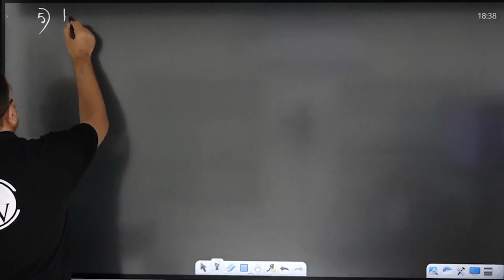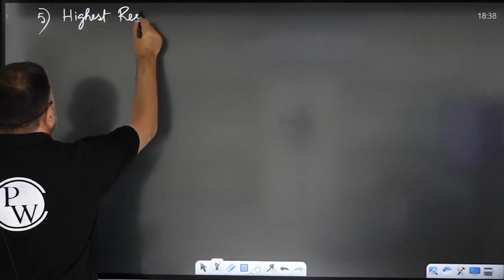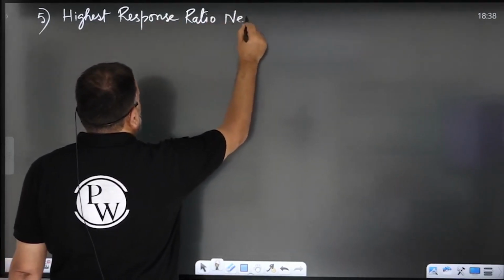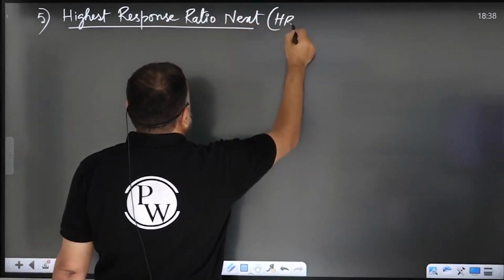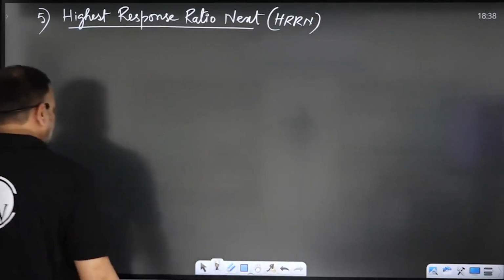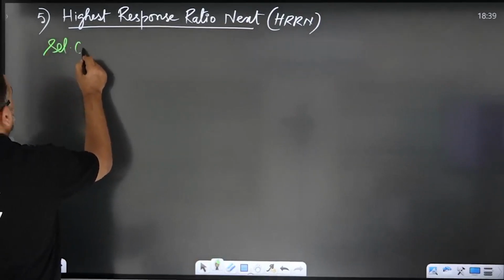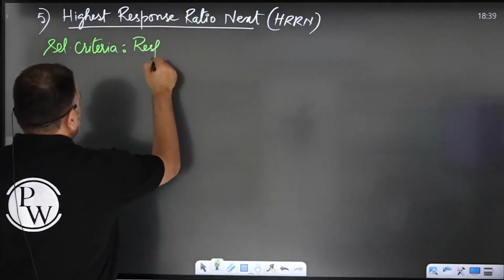Got it? So as I mentioned, now I'm going to begin my discussion with the fifth scheduling technique, and this is called Highest Response Ratio Next, written in short as HRRN. The selection criteria is a parameter called response ratio. We will define this.